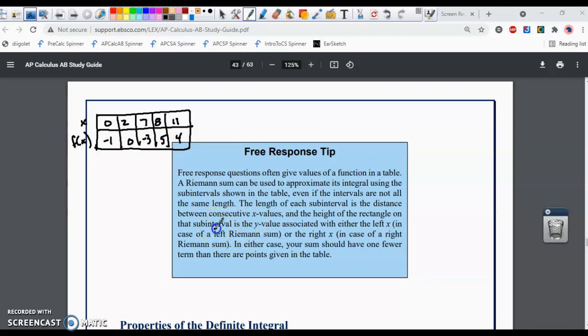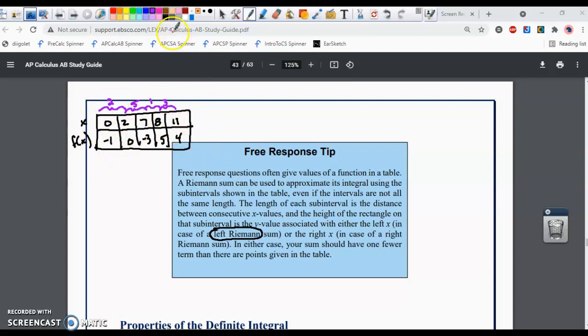If they want you to do a left Riemann sum, you want to use all the heights on the left, and then with the matching base, right? So this base is 2, where this base is 5, right? Because if you were to plot out these points, 2 is 5 away from 7. 7 is 1 away from 8, and 8 is 3 away from 11. So your bases are 2, 5, 1, 3.